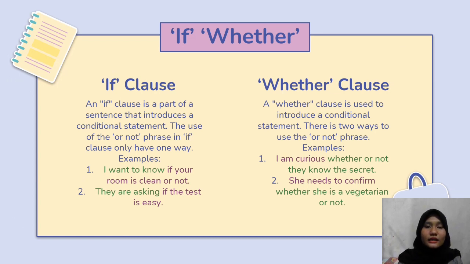So we first begin with the if clause. An if clause is a part of a sentence that introduces a conditional statement. The use of the or not phrase in an if clause only has one way. The first example is the one with or not: I want to know if your room is clean or not. The or not phrase can only be put at the end of the sentence in an if clause. The if clause reads as if your room is clean or not.